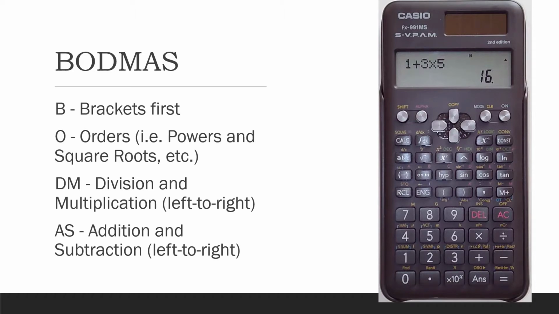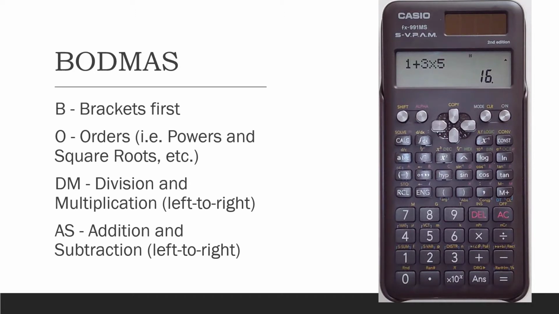In BODMAS, first is B, that means first it will look at brackets. Since we don't have any bracket in this calculation, that step is skipped. The next thing it looks at is the orders. Order means the power or the square root, etc. We don't have any order here, we don't have any square root or square or anything. So that also is skipped.